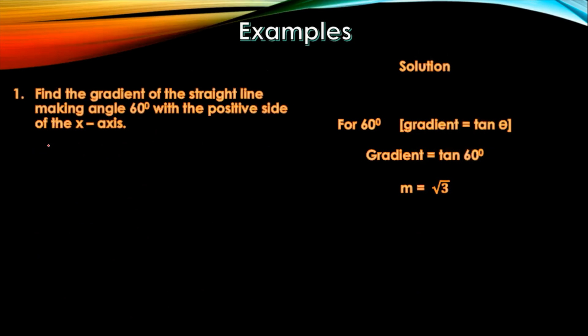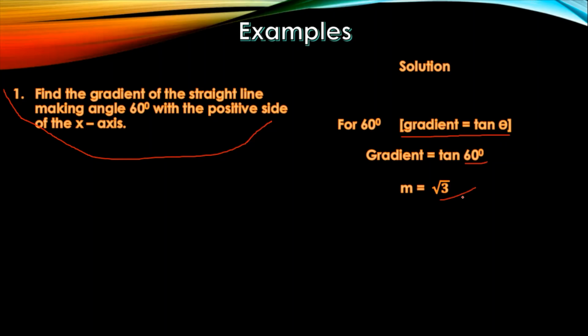This is the formula for calculating the gradient of a line or the slope of a straight line. Is that okay? Now, let's look at this first example, which says find the gradient of the straight line making angle 60 degrees with the positive side of the x-axis. To solve this question, we simply use this formula, which says gradient equals tan theta. Whenever you have a question of this form, the formula you're using is gradient equals tan theta. And in this case, our angle is 60 degrees, so instead of theta, we put 60 degrees. So tan 60 degrees will give us root 3.